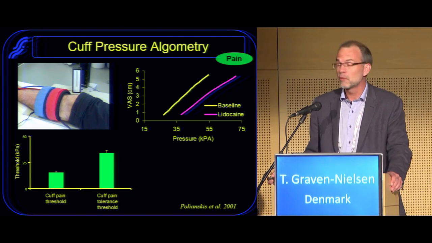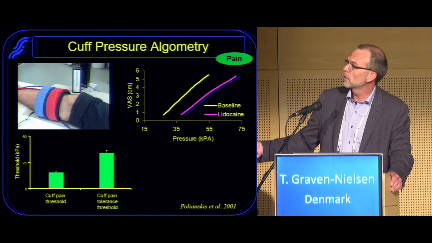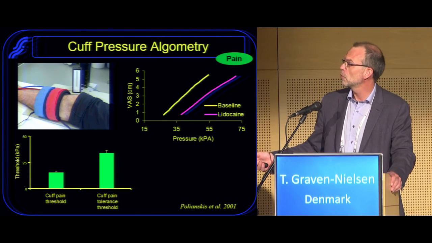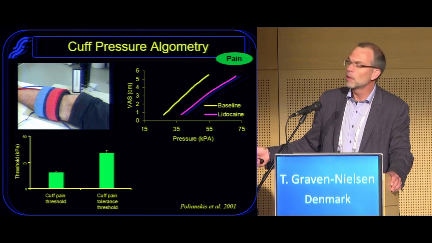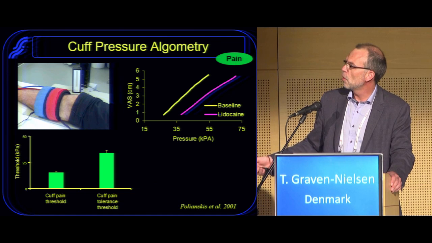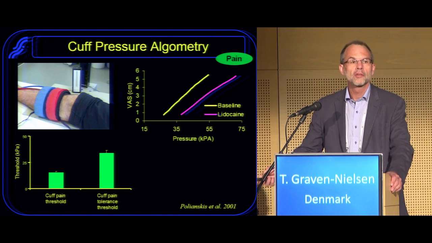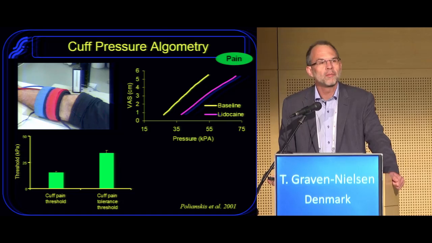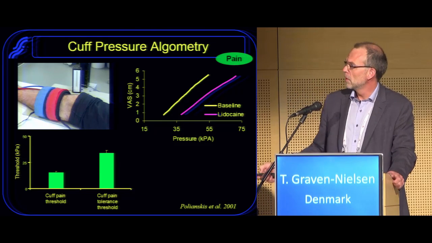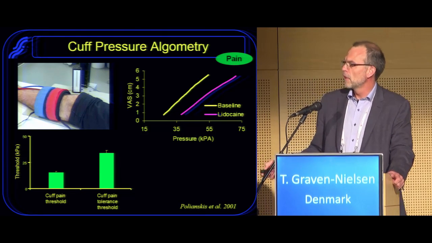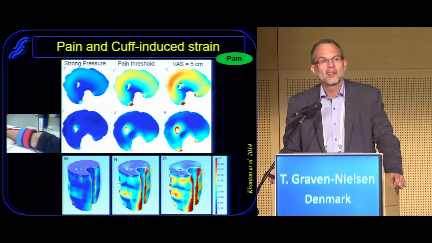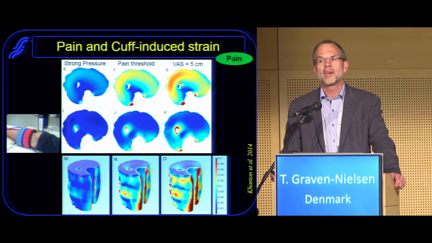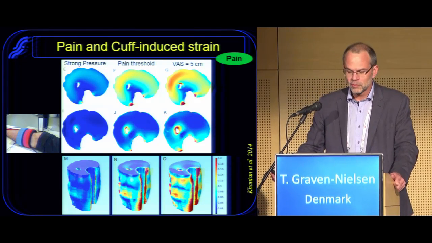Cuff algometry is a very simple approach where instead of using the pressure algometry, we use a tourniquet or a cuff which can then be inflated automatically, and then the subject can rate the pressure pain sensitivity from the cuff on this visual analog scale, or we can assess the pain threshold, how much cuff pressure is needed to elicit pain, and how much is needed to elicit the tolerance. And when we do that, we actually get a much better compression of the deep structure and a much better excitation of the deep tissue nociceptors.